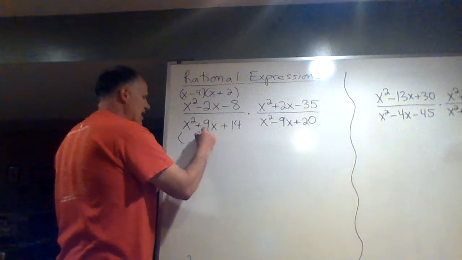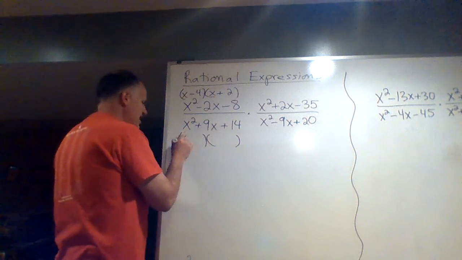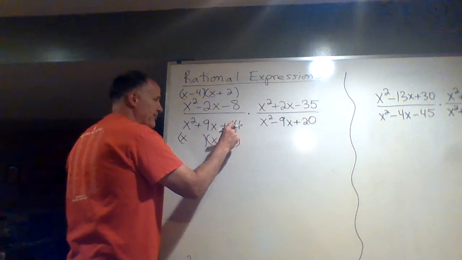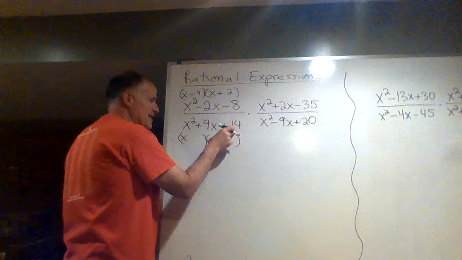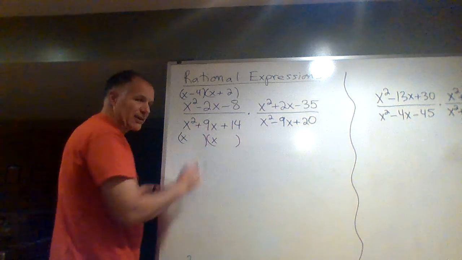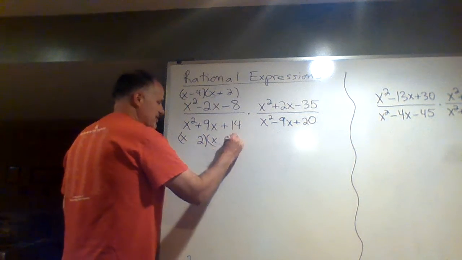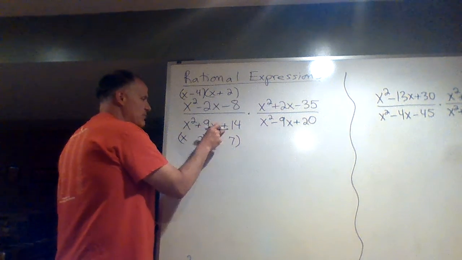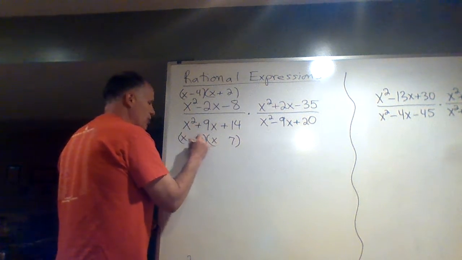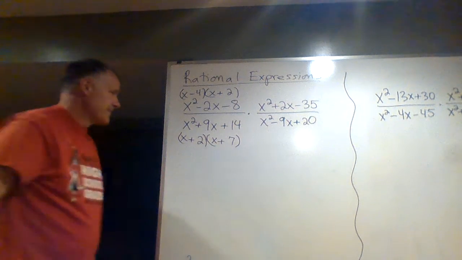I'm just going to move down here. We got the two parentheses, x and x. The factors of 14, it's a positive 14 that add up to 9. So what multiplies to make 14 that adds up to 9? 2 and 7, right? Now again, I'm trying to add up to a positive 9, so both positive.